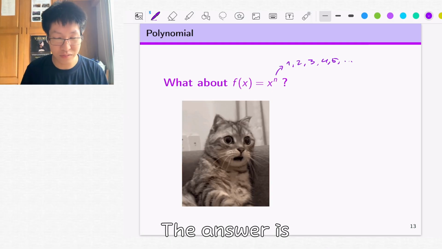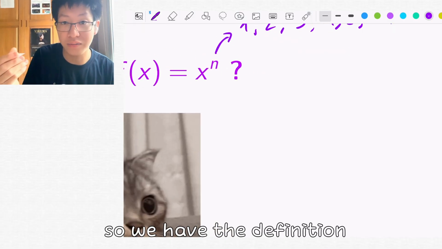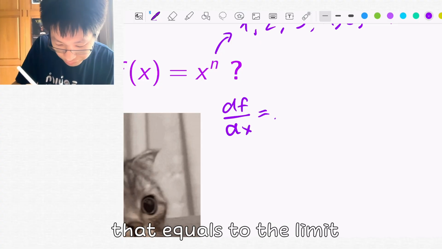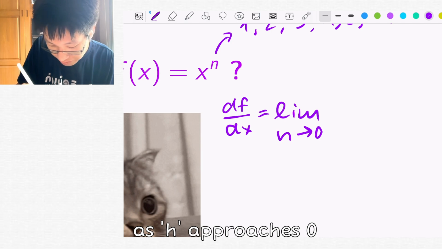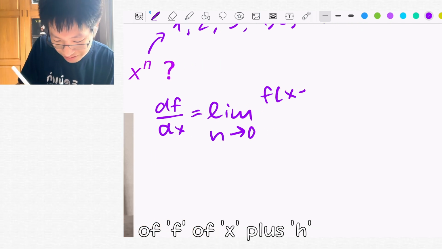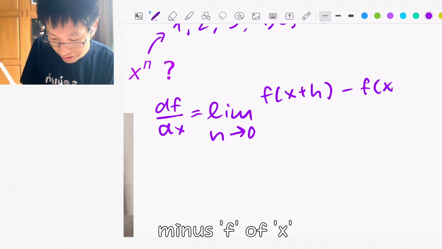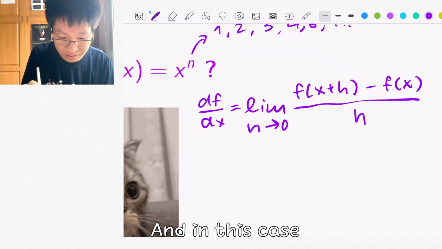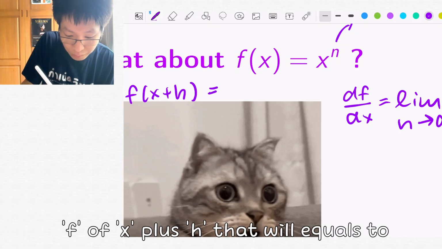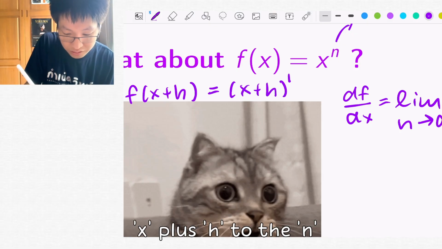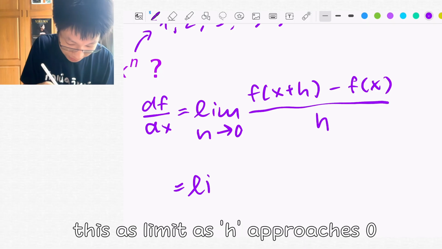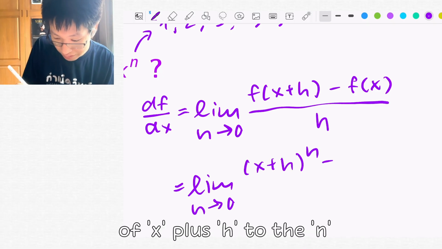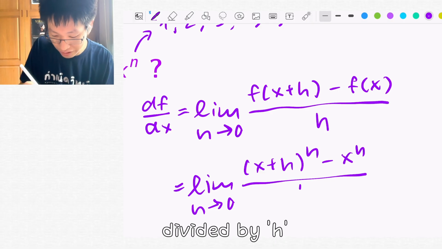The answer is we just do the same thing. We have the definition of the derivative, right? So df by dx equals the limit as h approaches 0 of f of x plus h minus f of x, divided by h, right? And in this case, f of x plus h will equal (x plus h) to the n. And so we can write this as the limit as h approaches 0 of (x plus h) to the n minus x to the n, divided by h.